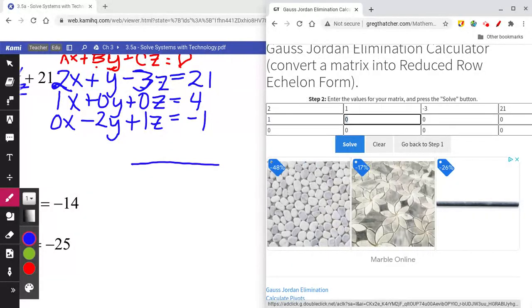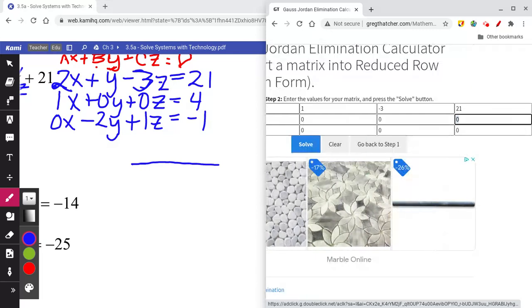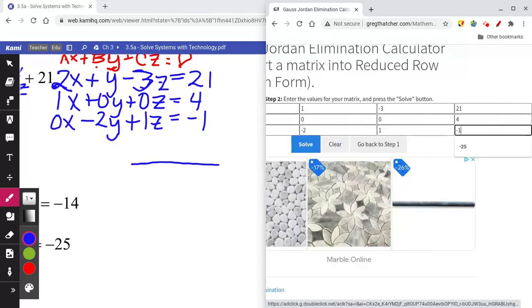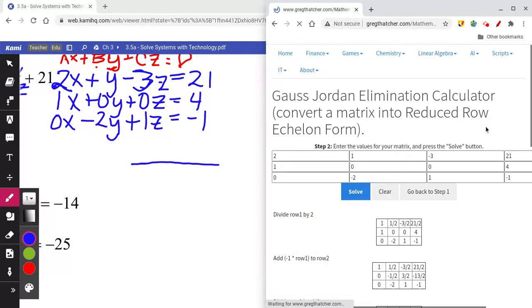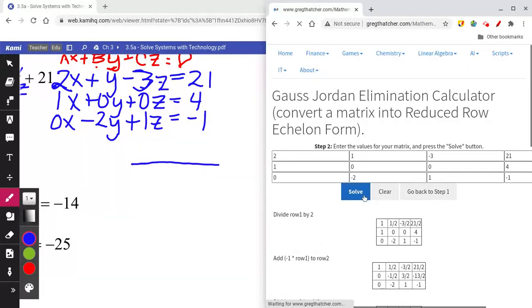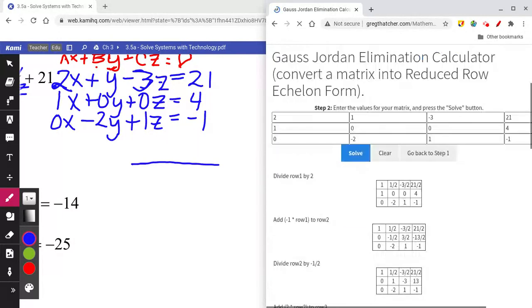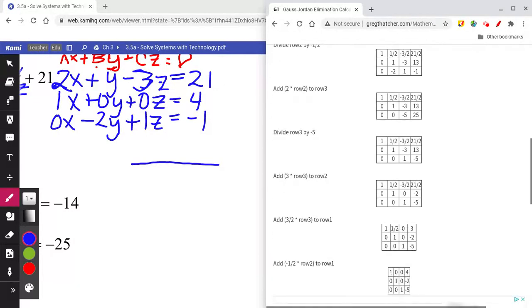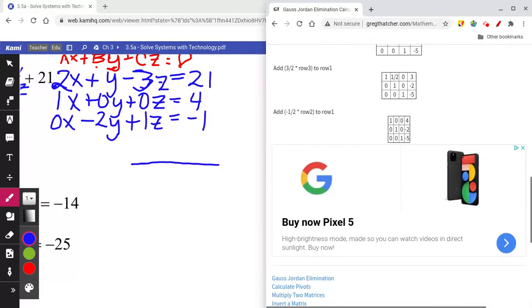1x for the second equation, 0y, 0z equals 4. And in the bottom, 0x, -2y, 1z equals -1. Okay. Now, once we've got all those numbers in, you're going to hit solve. Okay, I hit enter, but that hits solve. It does all this messed up looking stuff, and we don't really need to know these steps. That's for a different lesson, I suppose.